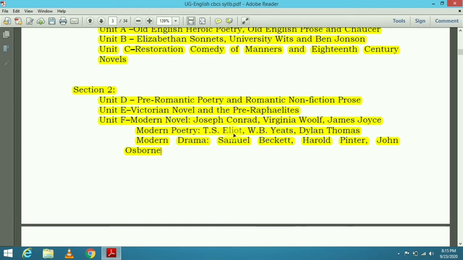Modern poetry, you have to read T.S. Eliot, W.B. Yeats, Dylan Thomas. Modern drama, you have to read Samuel Beckett, Harold Pinter, John Osborne. Now let me tell you about this unit F, modern novel. You don't have to read all their novels entirely. You have to read only about the author and their work, the details of their work, like when the particular work of the particular author was published and what the work is about. You have to study only that. Don't get confused or too scared about all these names.